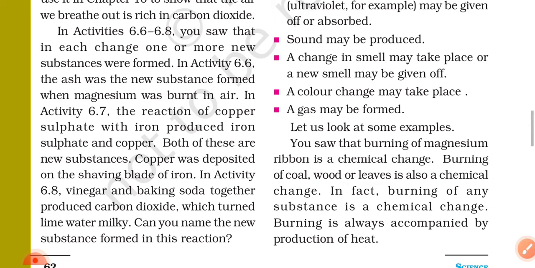Activities 6.6 to 6.8 show that in each change, one or more new substances were formed. In activity 6.6, magnesium oxide was the new substance formed when magnesium was burned in air. In activity 6.7, the reaction of copper sulfate with iron produced iron sulfate and copper. Both of these are new substances. Copper was deposited on the shaving blade of iron. In activity 6.8, vinegar and baking soda together produced carbon dioxide, which turned lime water milky. Can you name the new substance formed in this reaction?